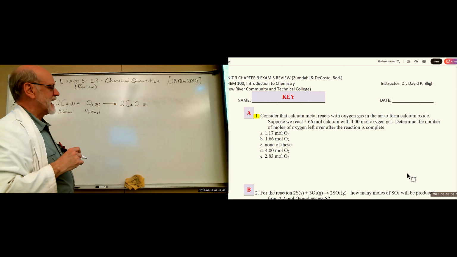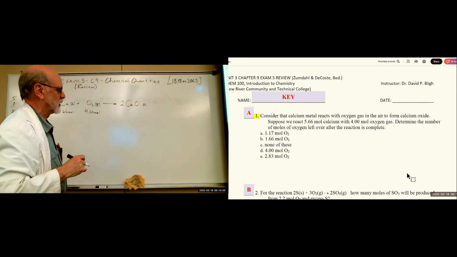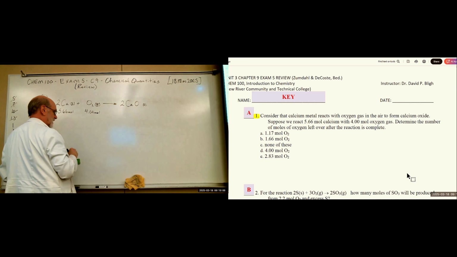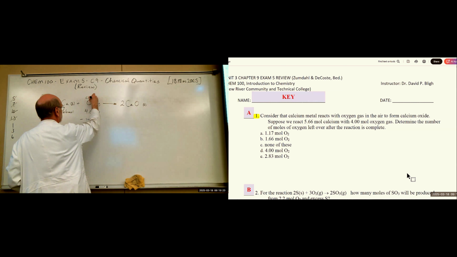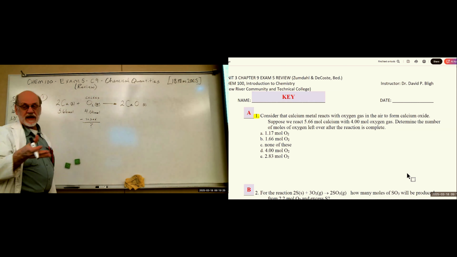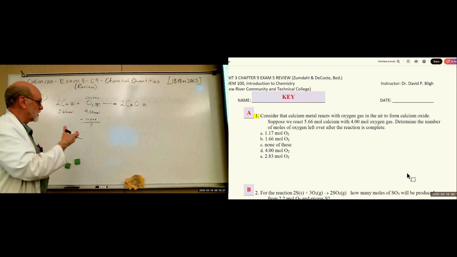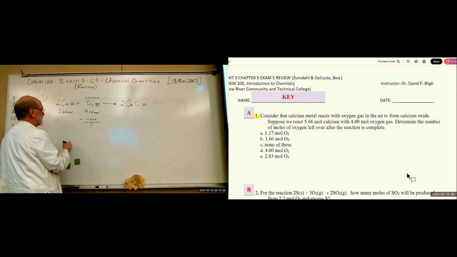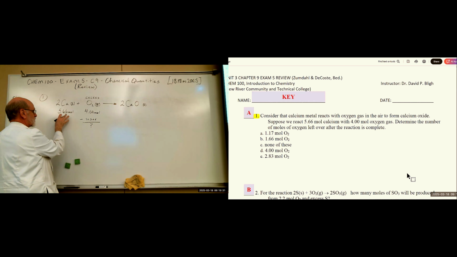Okay? And the number of moles of oxygen left over remaining. So we're going to subtract what was used. And this is what we want, what's left over. So what that's telling me is that oxygen is in excess. We didn't even have to determine that this was the excess reactant. This is going to be completely used up. Now, is that correct?